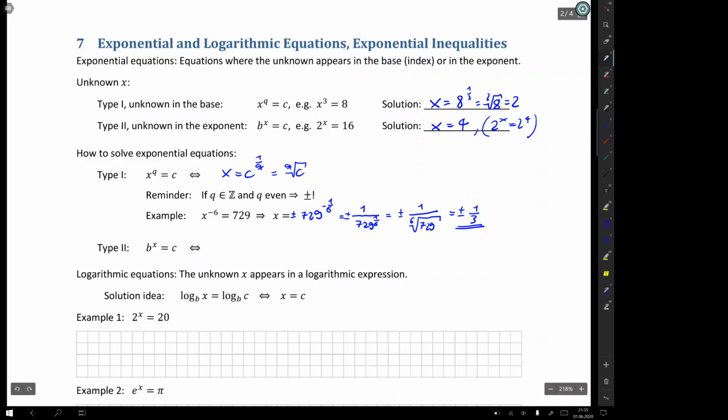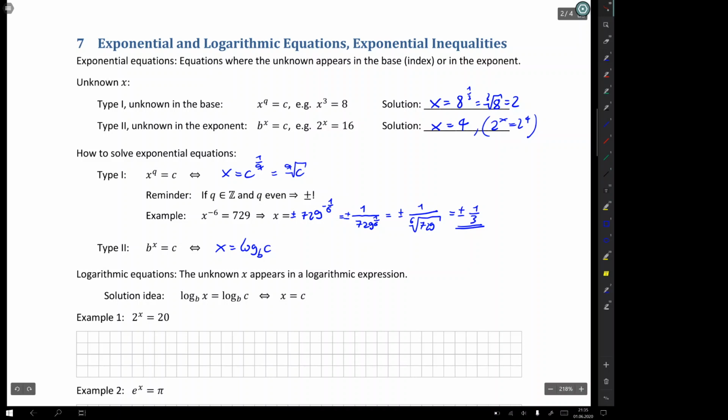For the type 2 equation, b to the power of x equals c, well, we know by definition that x equals the logarithm of c in base b. If we have a logarithmic equation, then that means that the unknown x appears in a logarithmic expression. And the solution idea is that we try to get the logarithm of x in base b equals the logarithm of a number in the same base b, and then we know that x is equal to this constant c.